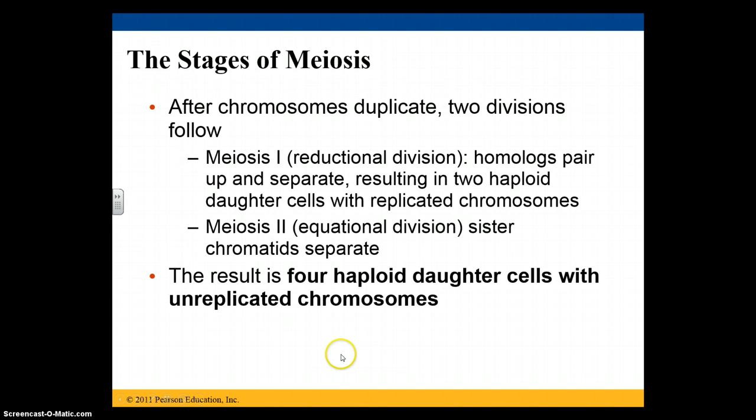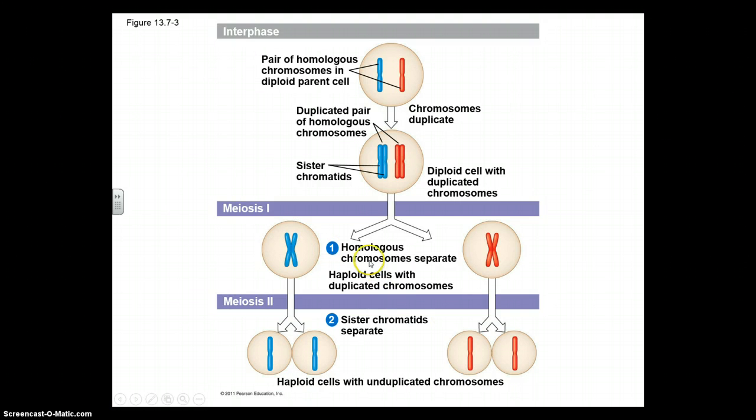So after the chromosomes duplicate, we have meiosis 1, which is called reductional division, and during meiosis 1, the homologs pair up and separate, which results in 2 haploid daughter cells that have replicated chromosomes. And then in the equational division, the sister chromatids separate. So you can think about this like equational as in the equator. So the chromosomes line up on the equator and then separate. The chromatids separate. But the result is going to be 4 haploid daughter cells that have unreplicated chromosomes like so.